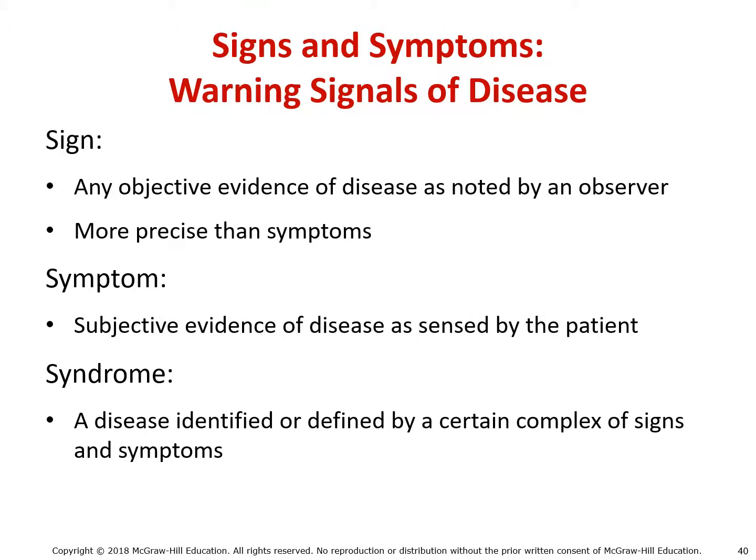Now let's talk about the warning signs of disease, like signs and symptoms. Signs are very different from symptoms because signs are going to be things that can be measured or observed. Symptoms, on the other hand, are going to be feelings. So again, we can't measure nausea, so nausea would be a symptom, but we can definitely measure a fever. A fever would be a sign. It takes both signs and symptoms for us to form a diagnosis. We would call this diagnosis a syndrome.